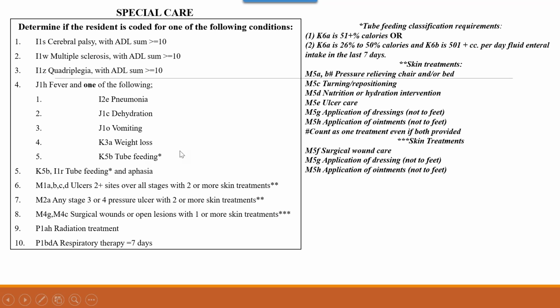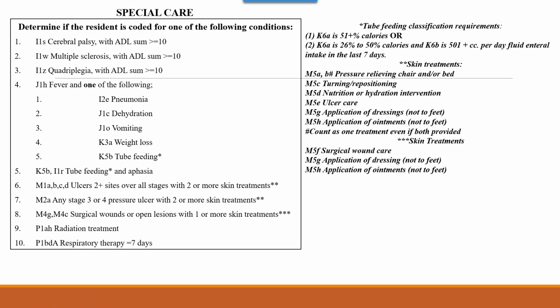Now recall that a tube feed has a caloric intake requirement. So your calories by the tube have to be at least 51% in order to be funded for a tube. Or if you don't have 51%, you could have 26% calories by the tube, as long as you've got at least 501 cc's of fluids by the tube as well over that 7-day window. So there you can see where weight loss is working into the funding model.